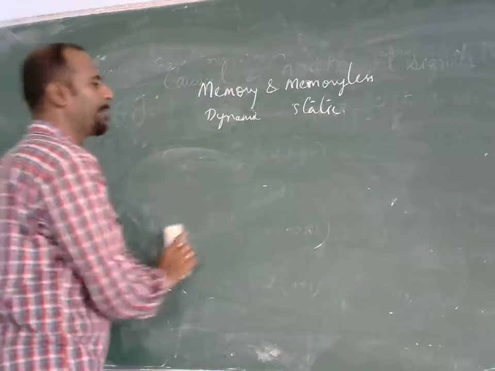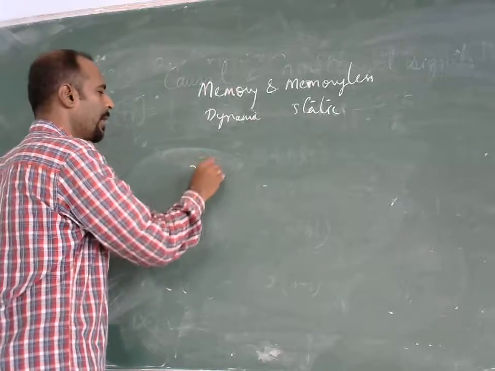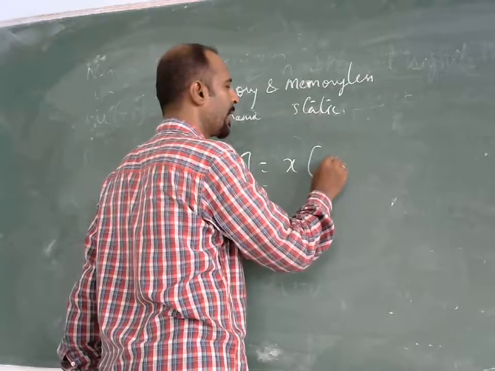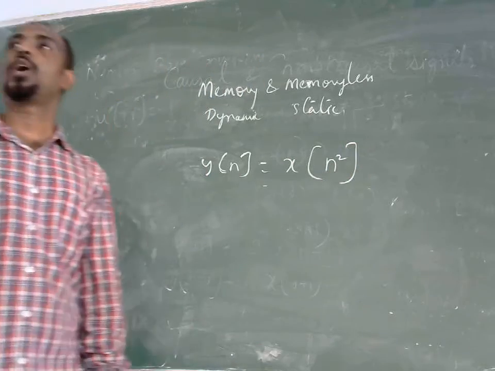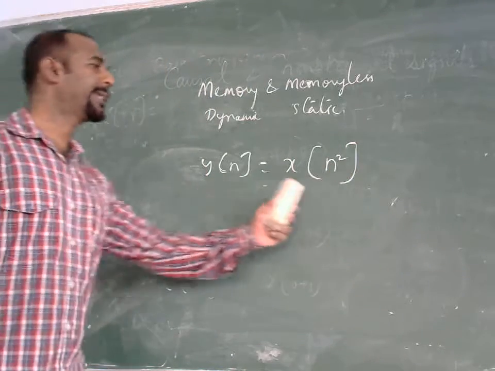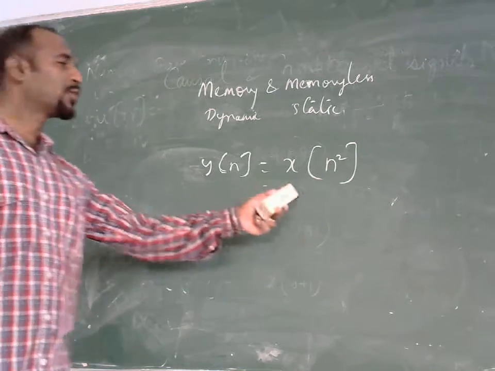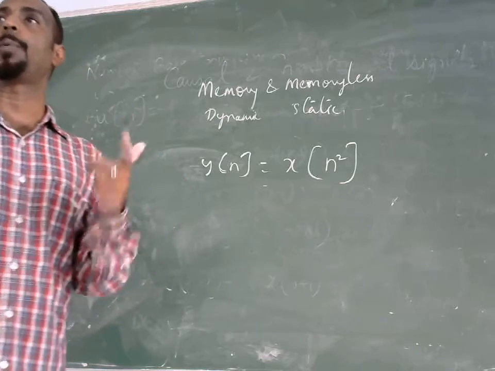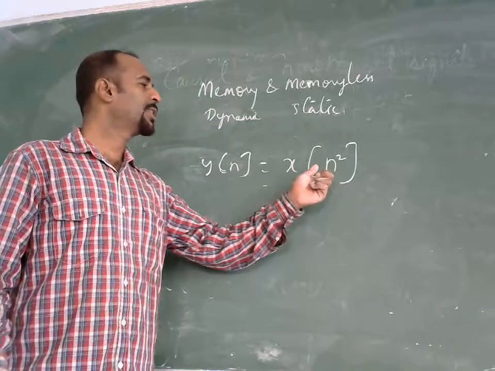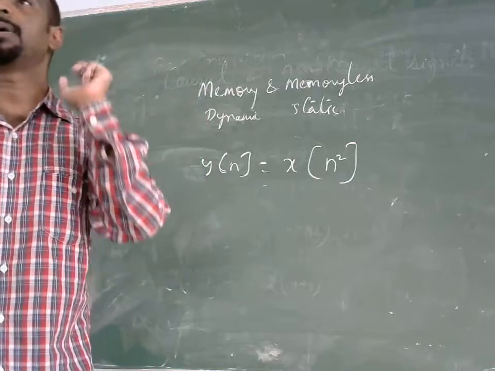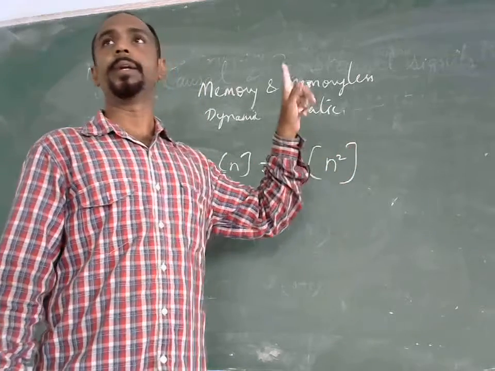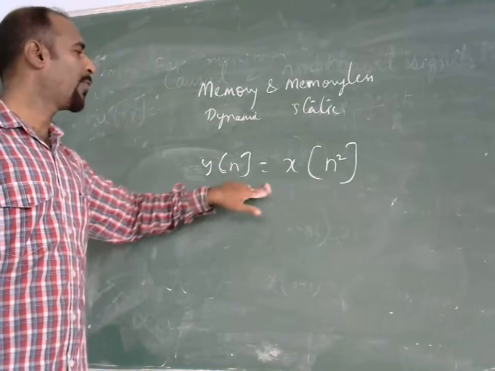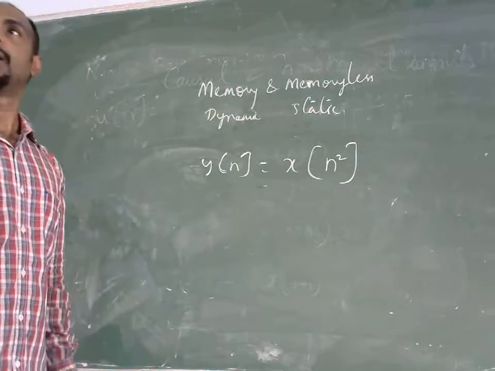Alright. Now let us take another example. y of n is equal to x of n square. This is a discrete time signal. We know x of n is the input and y of n is the output. Now what is the operation being performed? The operation is performed on the variable n. n is squared by the system. The system is performing the squaring operation of n.